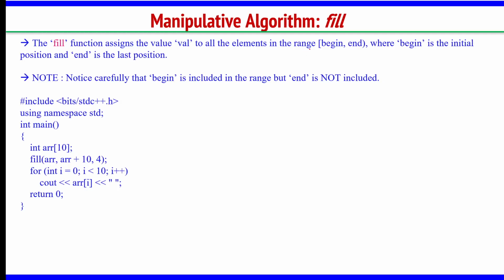So, we are using this mathematical notation here to represent a range. From begin till the end, where begin is the initial position, end is the last position. That is why we are adding plus n here, array plus 10, because I want to fill all the elements. Notice carefully that begin is included in the range, but end is not included. So, we are giving plus 10 here. This is another important manipulative algorithm we have in STL, that is fill. It will fill with the default values.